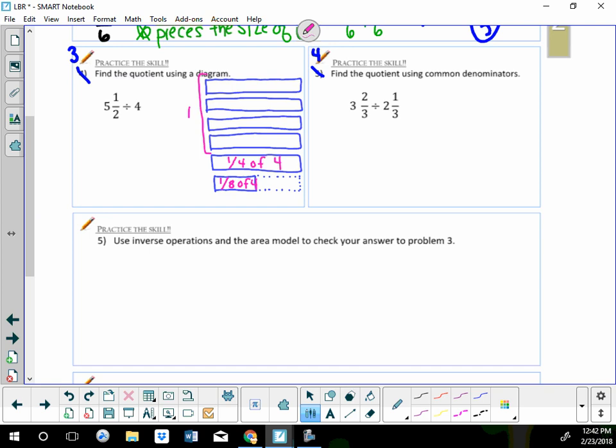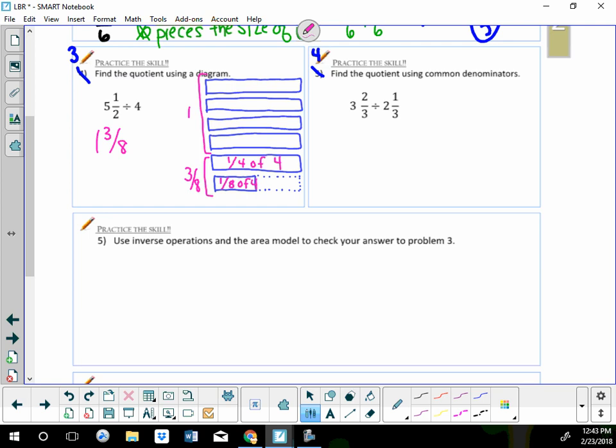So I can say that I have 1, and then I'm going to add 1/4 and 1/8. And those together would be 3/8. So my answer would be 1 and 3/8. Okay? So the thing we have to think about is how much of my next part do I have?